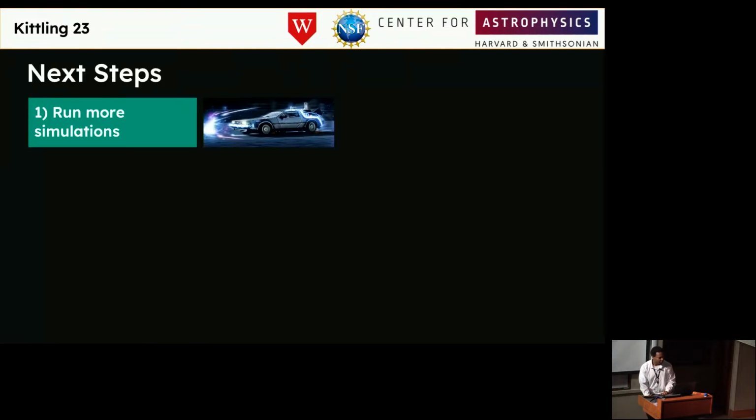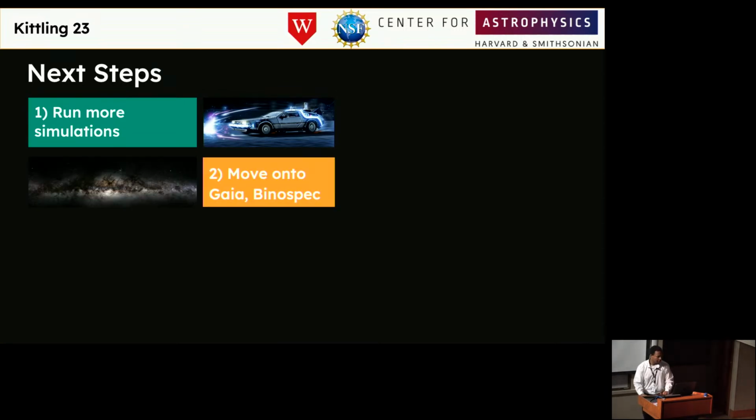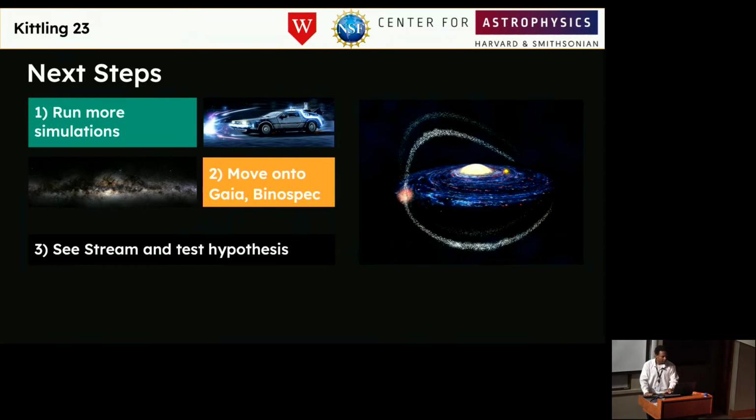With these results, we have some next steps. Number 1 is to run some more simulations. Number 2 is to move on to instruments to test these simulations, looking for these stars using instruments such as Gaia, or even BOSS, or even upcoming instruments such as ViaSpec. And lastly, we hope to see the stream, and even if we see the stream, we hope to constrain Leo 1 based off the parameters we used in our simulations. And yeah.